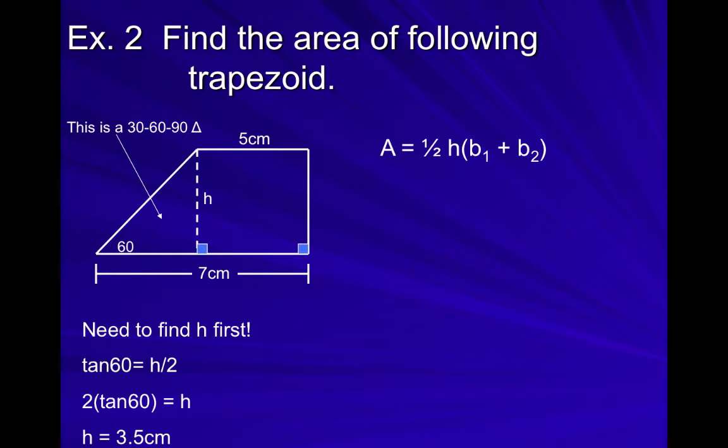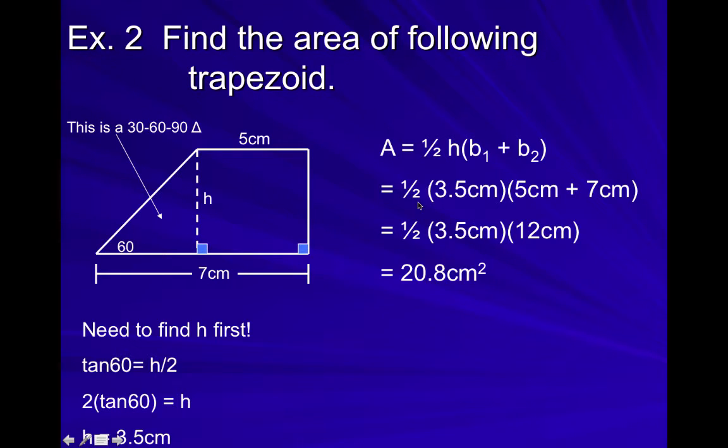Okay, so we know h is 3.5, and then we already know our bases are 5 centimeters and 7 centimeters, so we would just plug those into our formula, which I did right here. Okay, so we've got 3.5, and then 5 plus 7, and then times half. So 5 plus 7 is 12, and then we can multiply, and we get 20.8 centimeters squared. And just keep in mind to round at the end. Don't round at the beginning because it makes your answer inaccurate. So use as many decimal places as you can, or your calculator at the very beginning, and then round at the end.